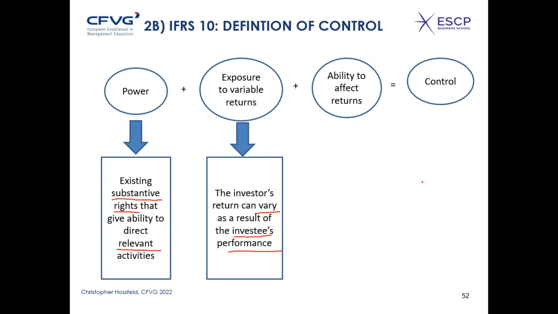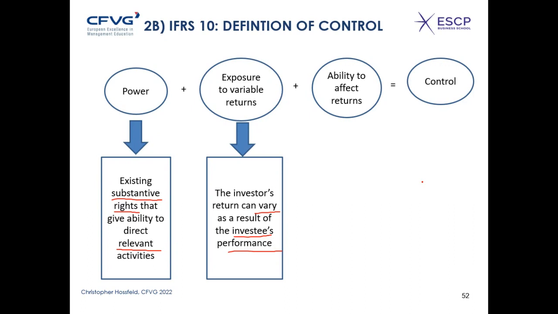Another form of variable return may be a tax advantage. You know, I buy another company, I set up another company in order to get a tax advantage. Okay, well, the tax advantage is not guaranteed because tax laws can change, for example, over time.